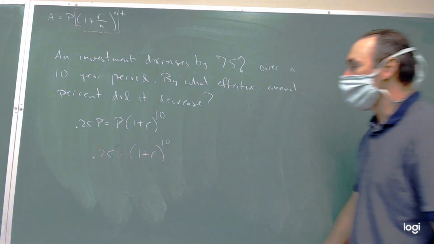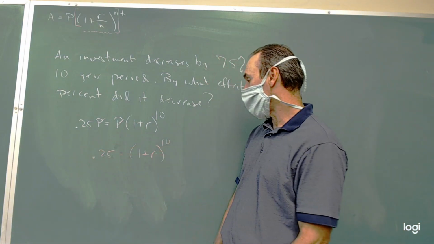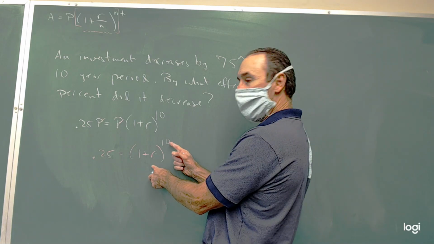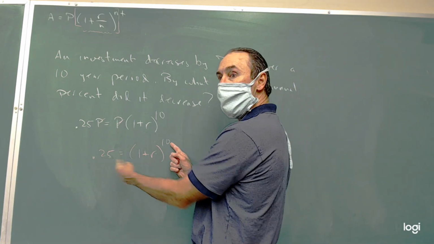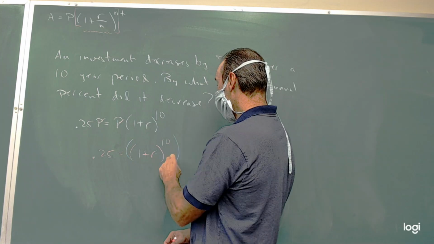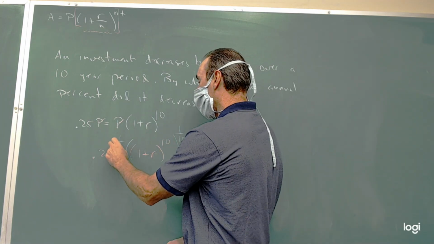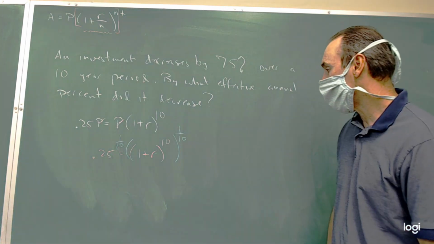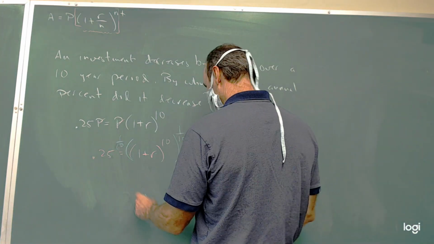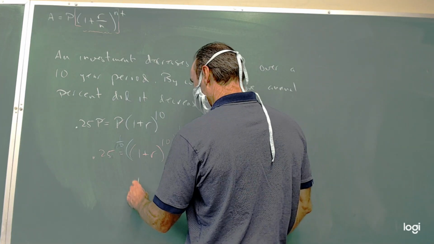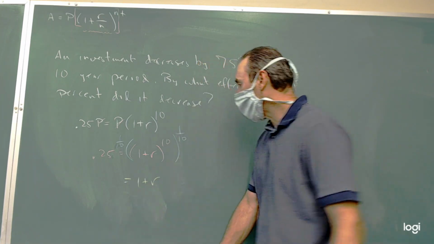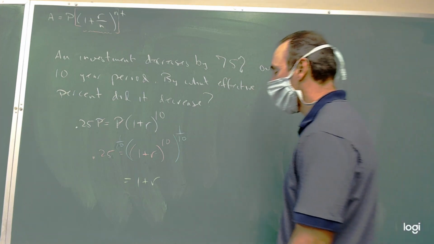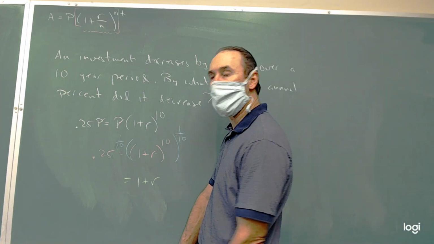So we decided that we could divide out the P's and get 0.25 equals (1 + r) to the 10th. To solve for this, we want to get rid of this 10th. We could take the 10th root of both sides, or raise both sides to the 1/10 power, which I think is a little easier on your calculator. So 1 plus r is equal to... Emma, what did you get when you took 0.25 to the 1/10 power?